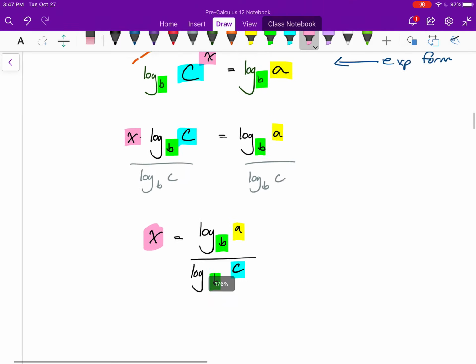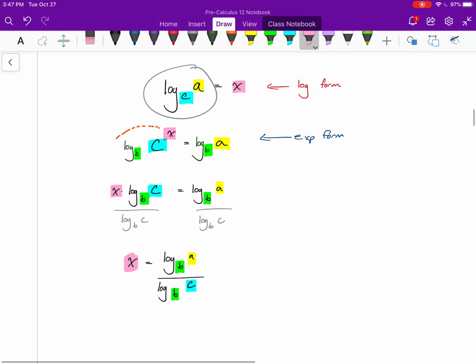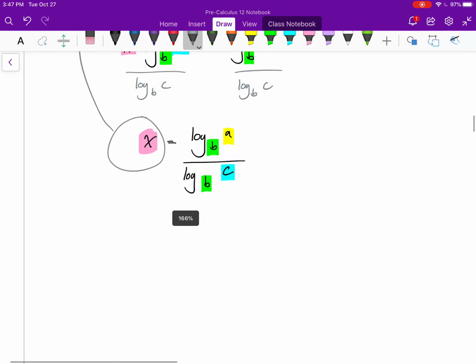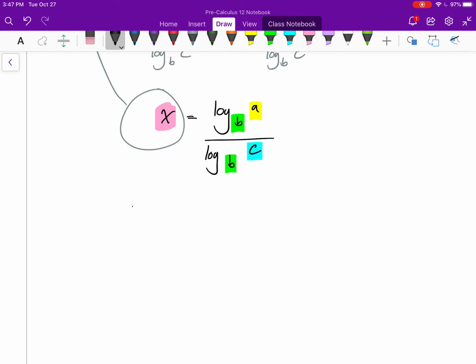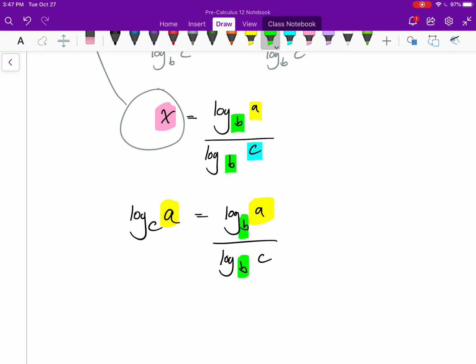Because remember, up here, that x, I said, is the same as log base c of a. So now I've kind of proven, using various things we've learned about, that log base c of a must be the same as log base b of a divided by log base b of c. Where again, that b can be any number I want, which means I can change the base of any logarithm I want relatively quickly by remembering that last logarithm law we had in the previous page.